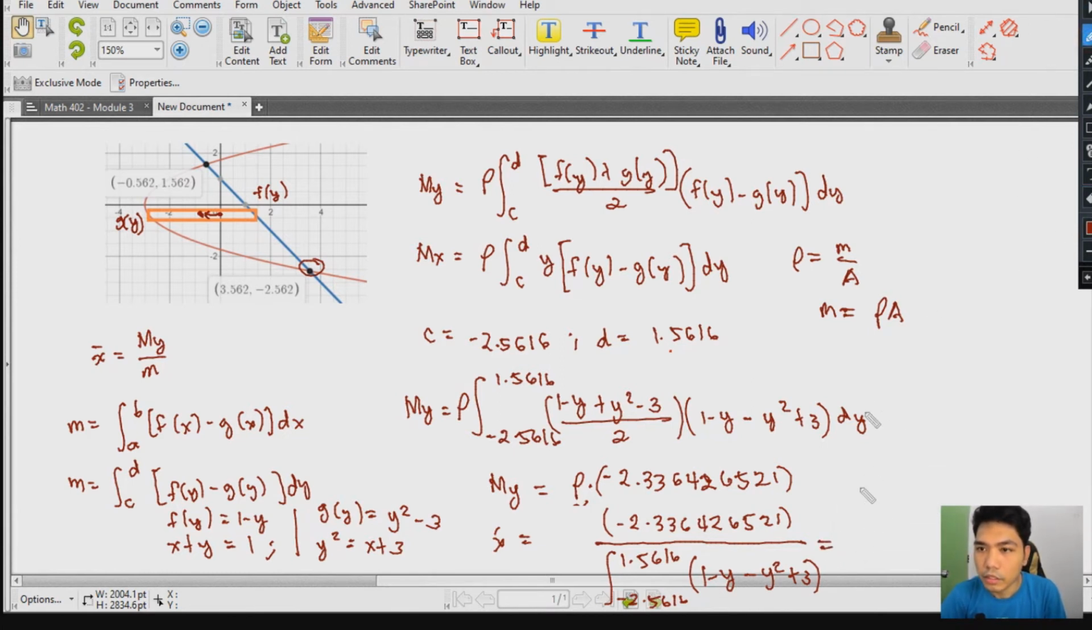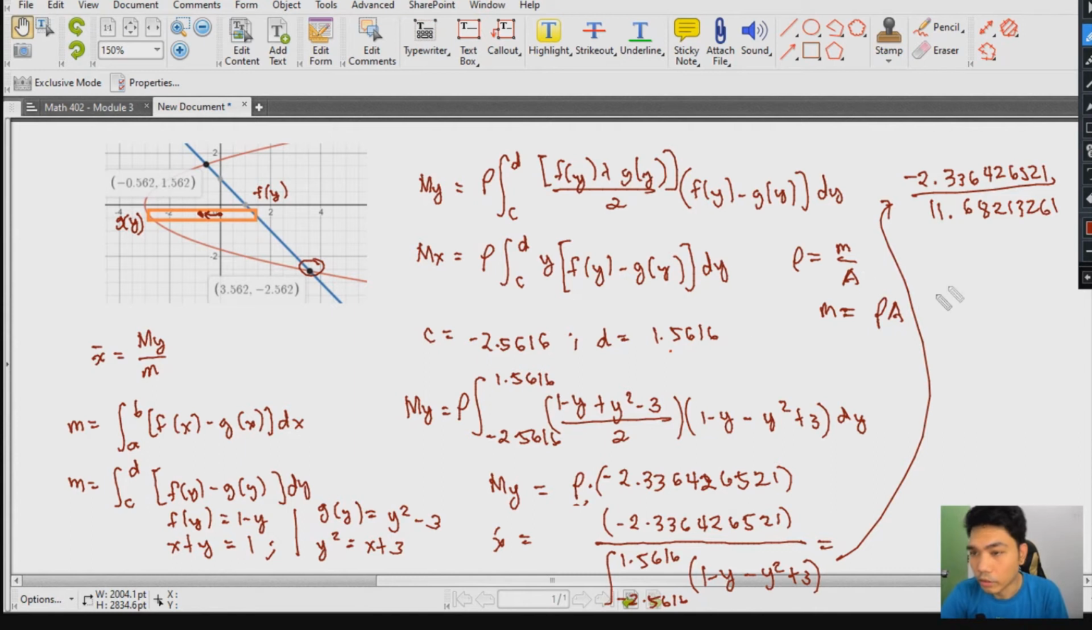So this is equal to, dito ko nalalagay, so that's negative 2.33642651, and then the area is 11.68213261. That's the total area of this whole region. Okay, and if you try to divide this answer, you'll be getting negative 1 over 5. So that's negative 1 over 5.